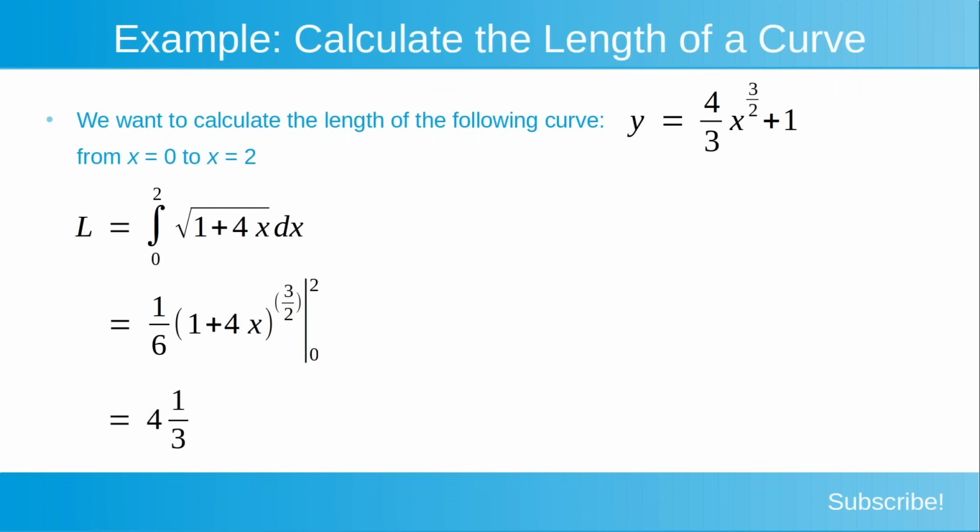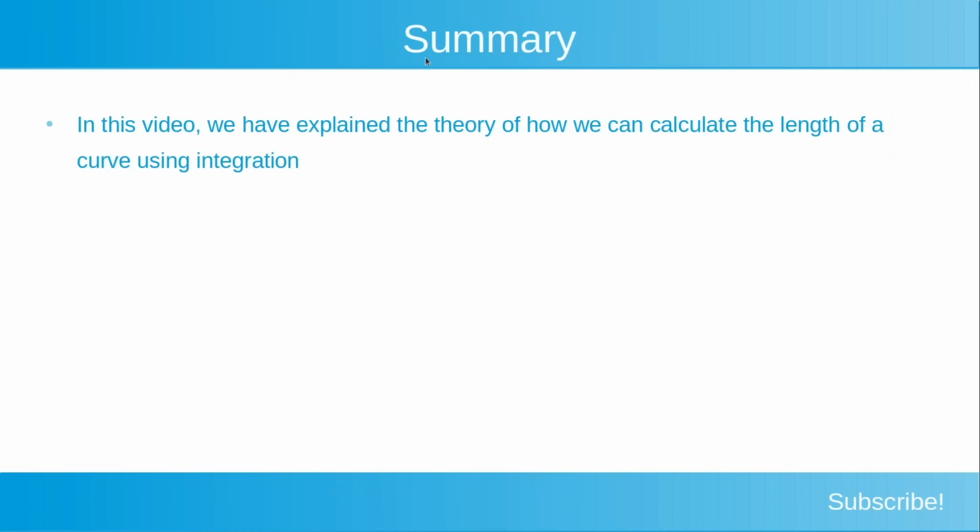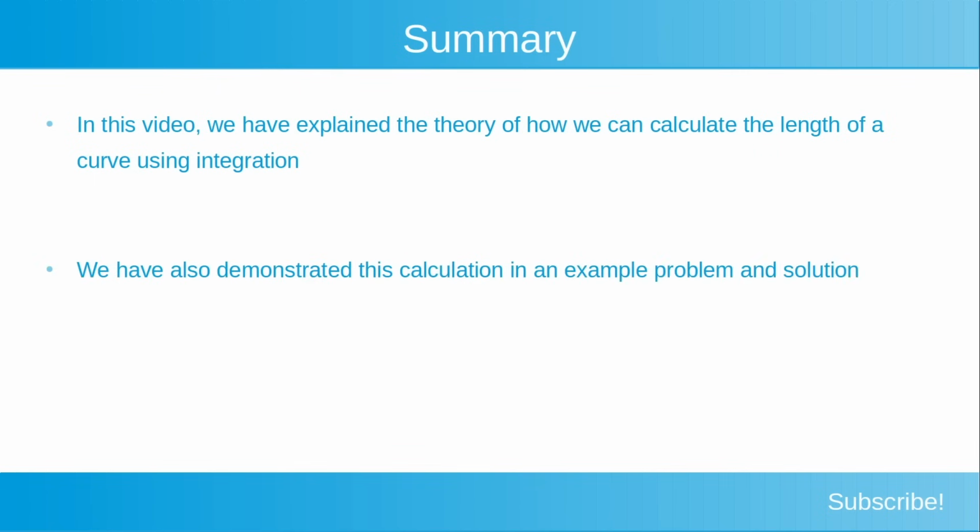And now we've calculated that the length of the curve y is equal to 4 over 3 times x to the power of 3 over 2 plus 1 from x is equal to 0 to x is equal to 2 is 4 1/3. This concludes our example problem and solution. To summarize, in this video, we've explained the theory of how we can calculate the length of a curve using integration. We've also demonstrated this calculation in an example problem and solution.